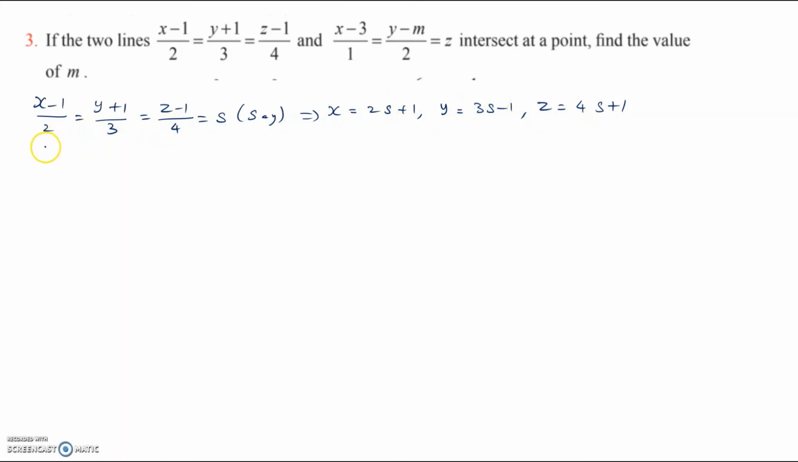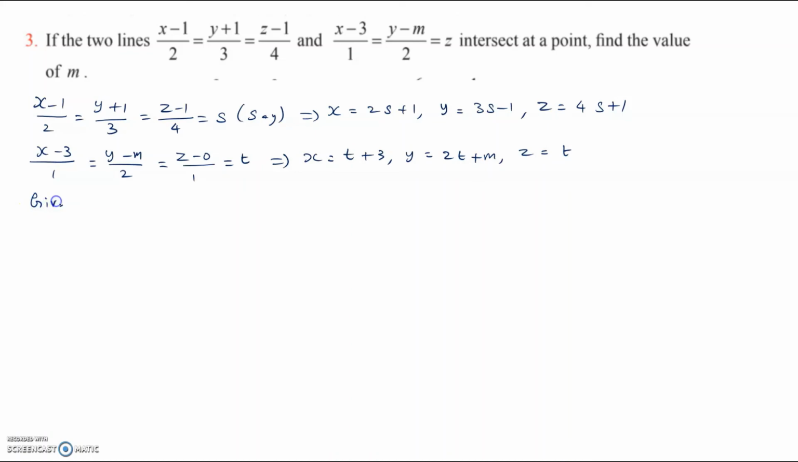Now similarly, we can rearrange the second line as x minus 3 by 1 is equal to y minus m by 2 is equal to z minus 0 by 1 equals t. So here our x will be equal to t plus 3 and y will be equal to 2t plus m and our z will be equal to t.